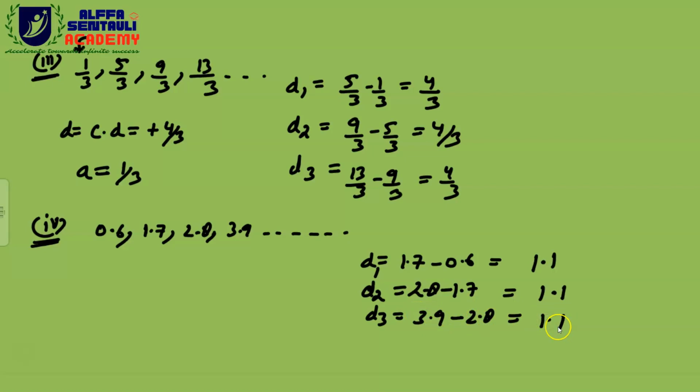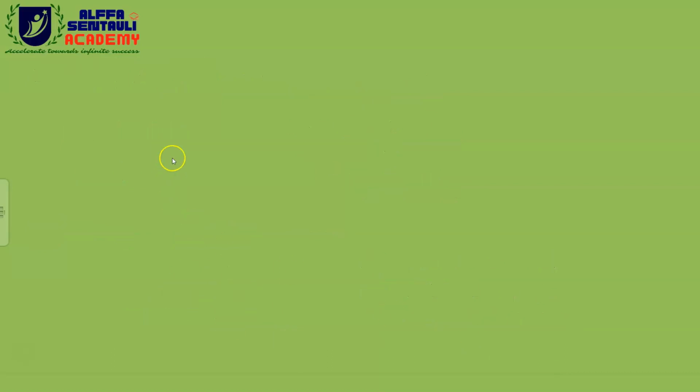This also is 1.1. So what would be D, beta? D will be 1.1 and A should be what? First term is 0.6. So this is our answer. Got it? Correct? So let us solve the next question.